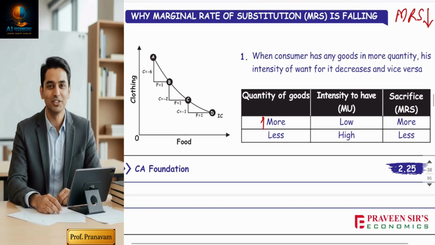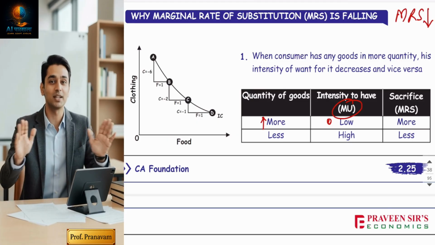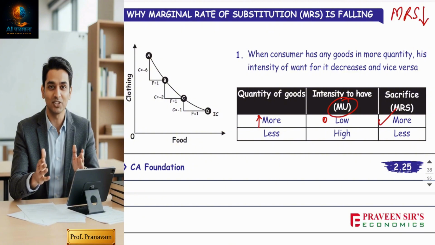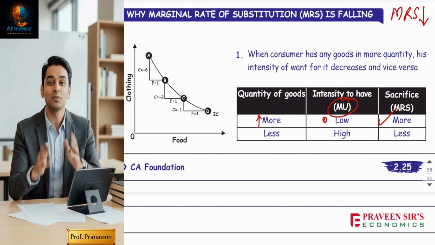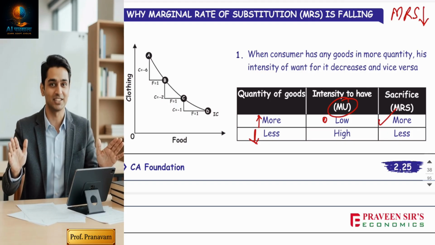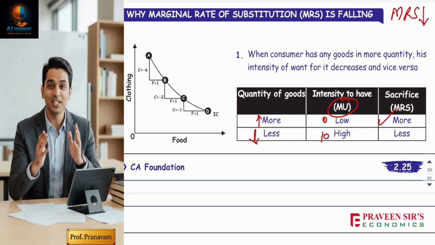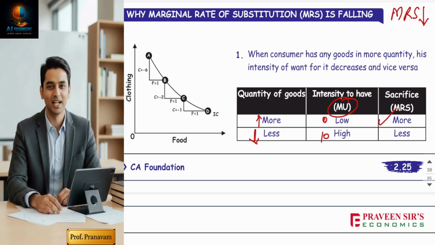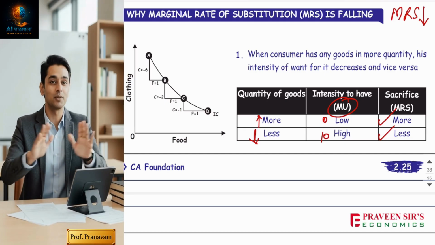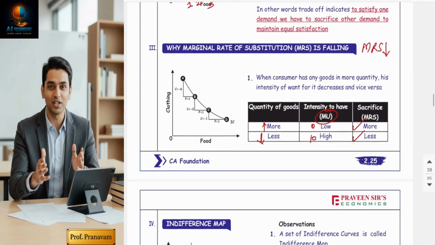So see, more quantity, your intensity becomes low, meaning your MU is zero, you're totally satisfied. Now you don't want that product, so you're ready to sacrifice more. But whenever you have less quantity of any good, your intensity to gain that is very high, your utils are high, so you will not sacrifice, or even if you are sacrificing, you're going to sacrifice very little. So more quantity, more sacrifice. Okay, so that's why MRS is falling.